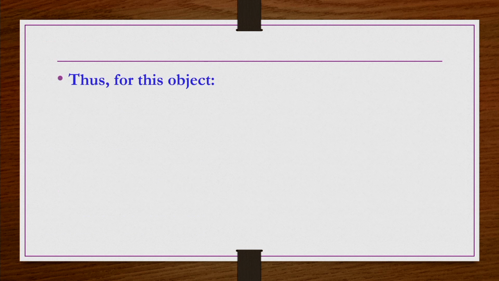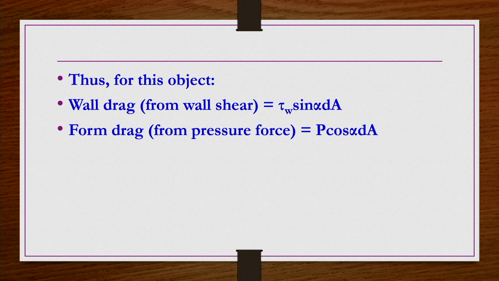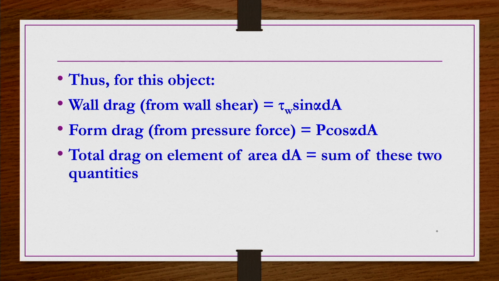The total drag on an element of area is the sum of the two components we have seen. So, for this object, the wall drag coming from the wall shear is nothing but tau w sin alpha dA. Similarly, the form drag coming from the pressure component is P cos alpha dA. So, the total drag on the element of area dA is the sum of these two quantities, tau w sin alpha dA and P cos alpha dA.